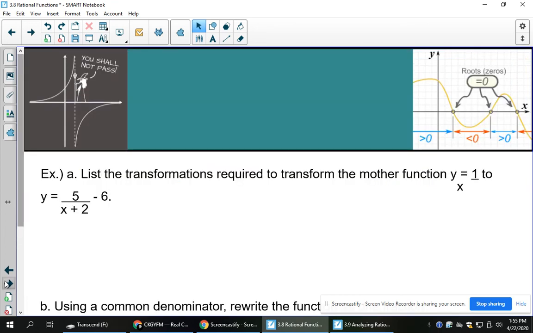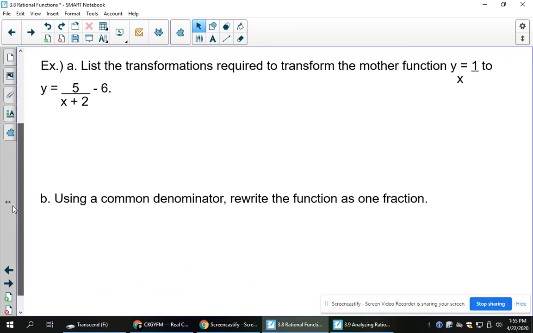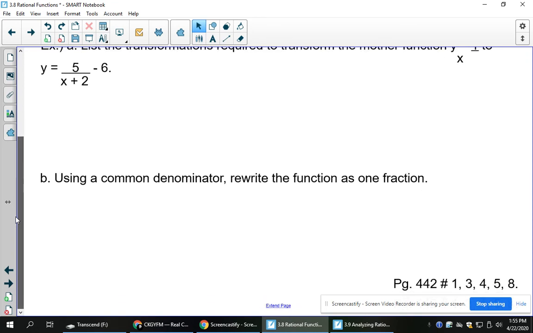The next slide I added in last year, talking about the transformations that would take you from 1/x to 5/(x+2) minus 6. We aren't going to worry about that during our COVID emergency learning that we're doing, so you can skip by that. And for this lesson, page 442, number 1, 3, 4, 5, and 8. Let me know by email if you have any questions.